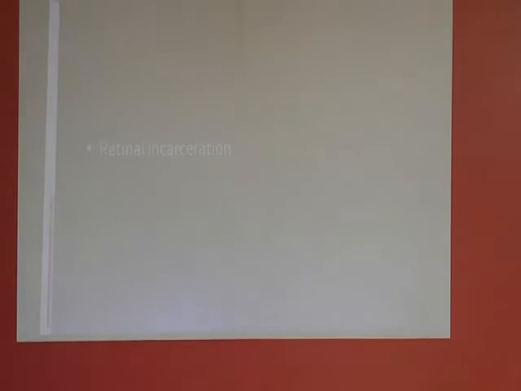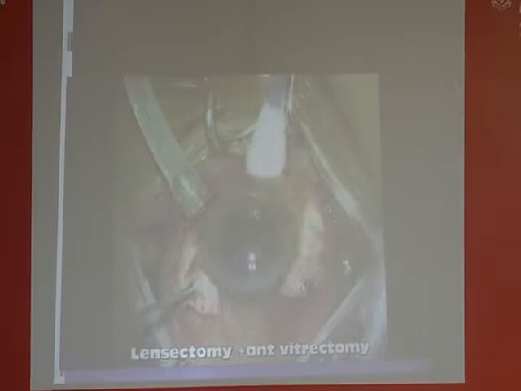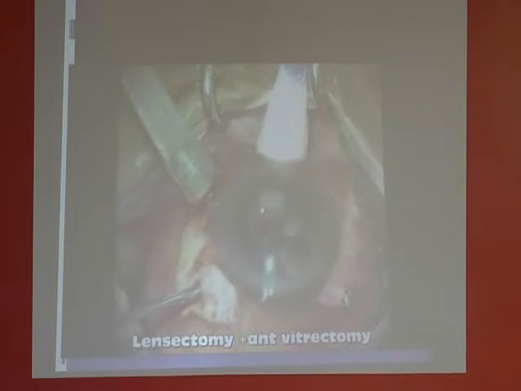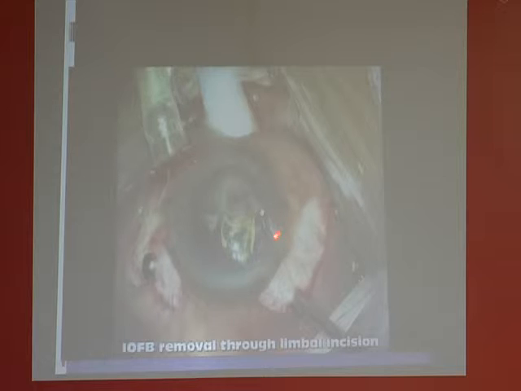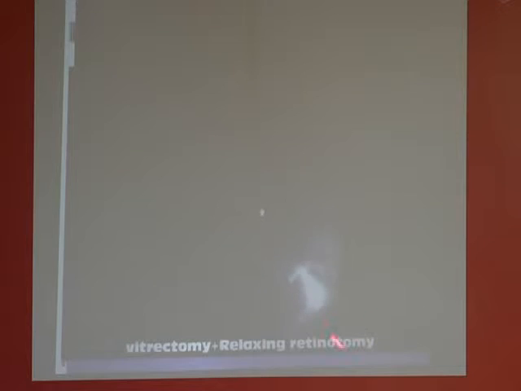Another very common situation in posterior segment trauma is retinal incarceration. There are various managements that you can do for retinal incarceration. So this is again a case of a large intraocular foreign body. You can see the foreign body is here. It is being taken out through the sclerotomy. You can see there is a fold of retina going here. There is a dry fold of retina. The retina is not incarcerated here, but there is a retinal incarceration here.